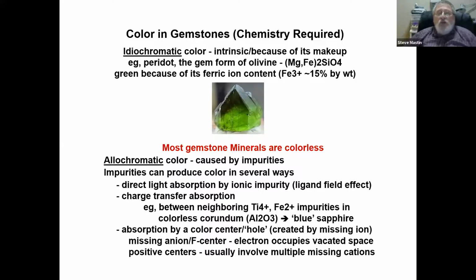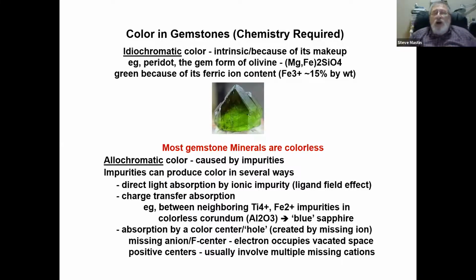If you've got corundum, the aluminum is in the +3 oxidation state. Well, if some of the aluminum is replaced by titanium in the +4 oxidation state, and next to it is an iron in the +2 oxidation state, they can transfer an electron when they get hit by light energy. That's called charge transfer absorption. And that's actually what makes sapphires blue.